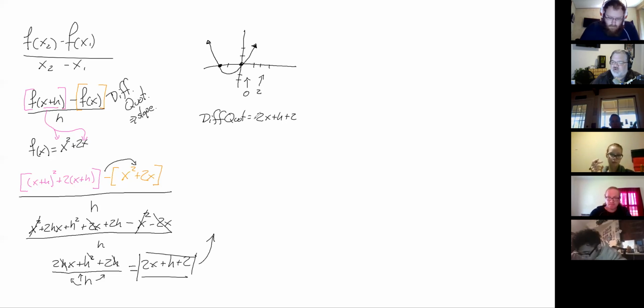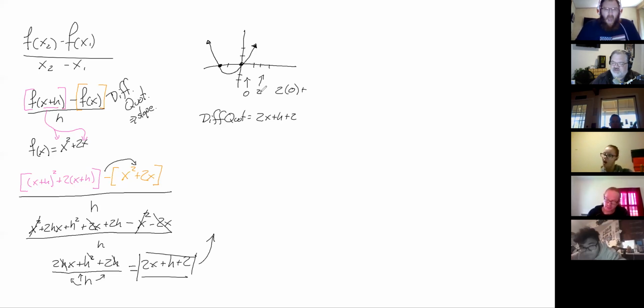So if we wanted to, that x would be our 0, the h would be a 2. So plug that 0 in. 2 times 0 is 0. Plus an h of 2 is 2. So I'm just going to plug those in. 2 times 0 plus our h.